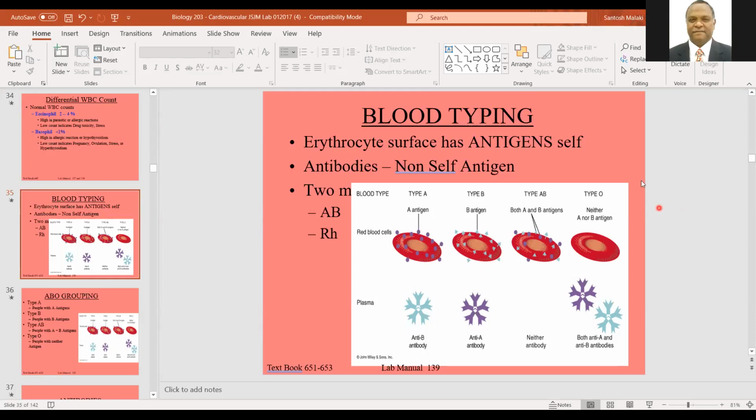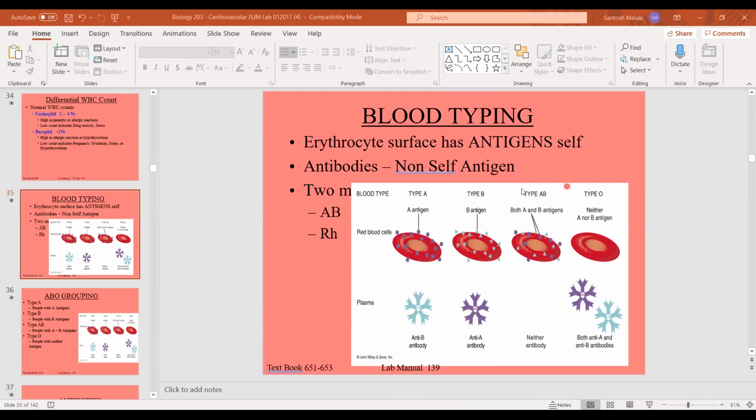So in blood grouping, you're looking at two aspects. You're looking at what is found in the plasma and what is found on the surface of the red cell. So on the surface is your self antigen, and in the plasma is your non-self antibodies. So this is the basis of the blood grouping. So if you walk down the line here, you look at type B. Type B will have anti-A.